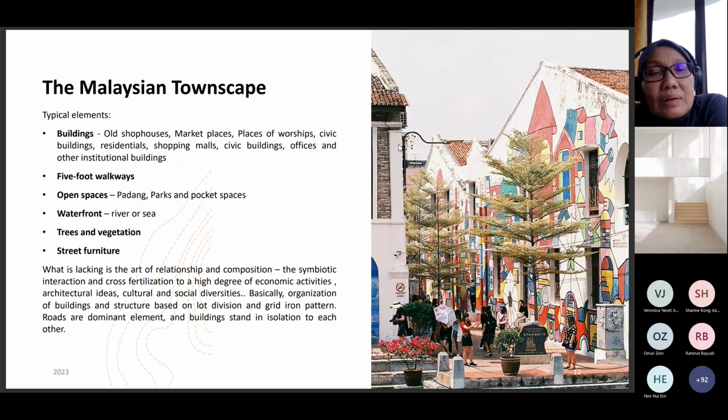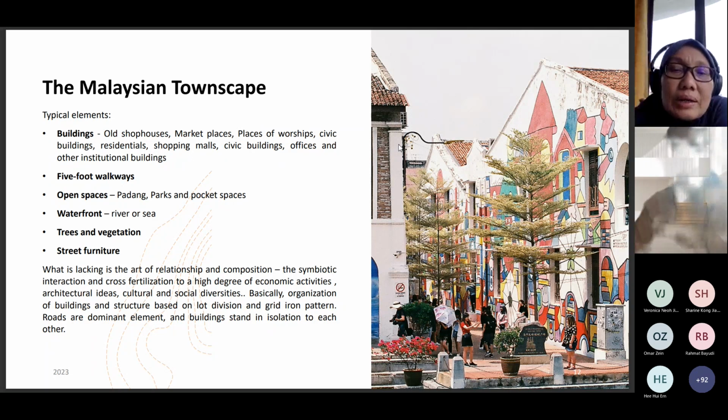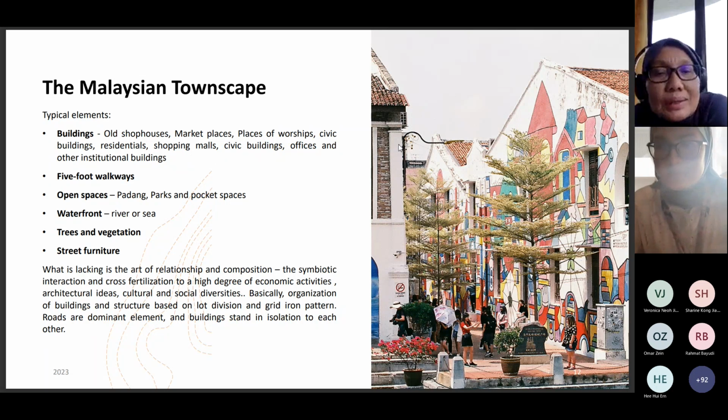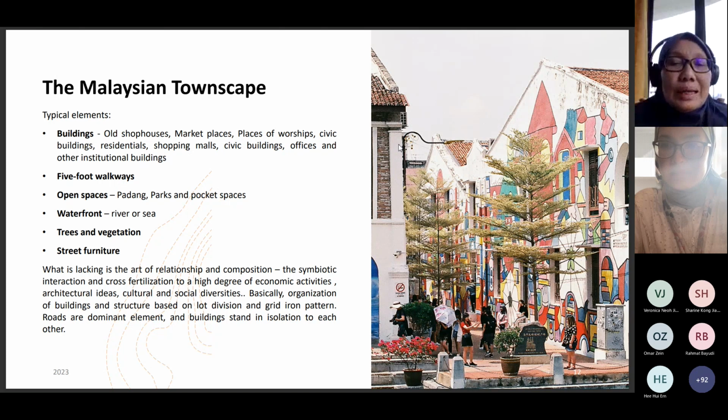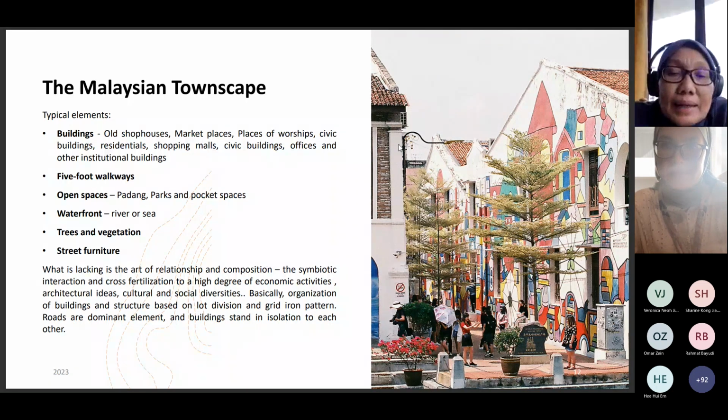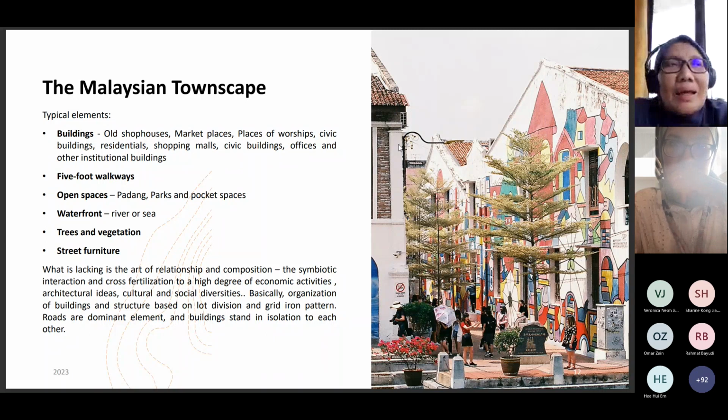So the symbiotic interaction and cross-fertilization, to a high degree, of the economic activities, architectural ideas, culture, and social diversities is actually being treated individually and not being integrated to produce a good townscape product. Basically, the organization of buildings and structures is based on lot division and grid iron pattern, roads are the dominant element, and buildings stand in isolation to each other. This is my conclusion of what our townscape is at the moment.